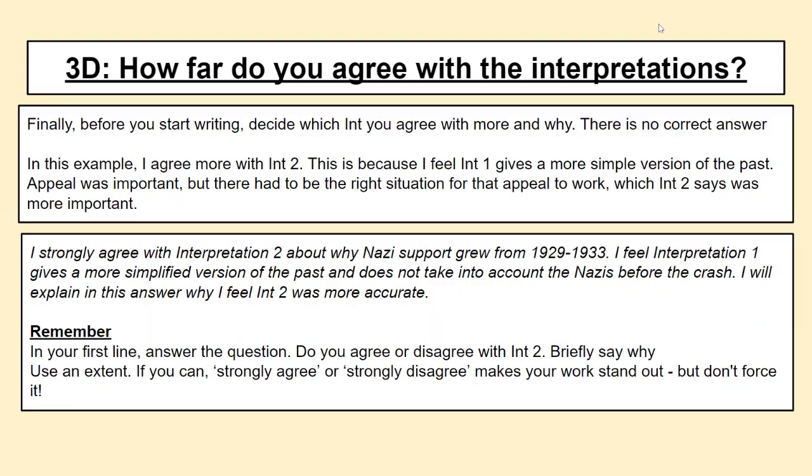So I need to write this up in an introduction. At the start, I'm showing my viewpoint straight away. I strongly agree with interpretation 2 about why Nazi support grew from 1929 to 1933. I feel interpretation 1 gives a more simplified version of the past and does not take into account the Nazis before the crash. I'll explain in this answer why I feel interpretation 2 was more accurate.